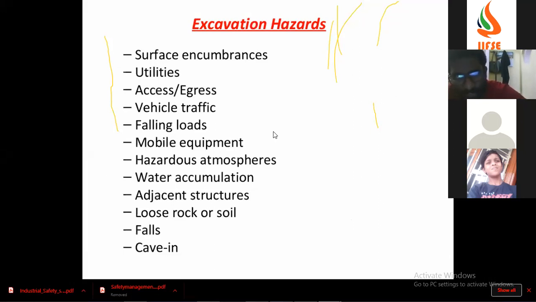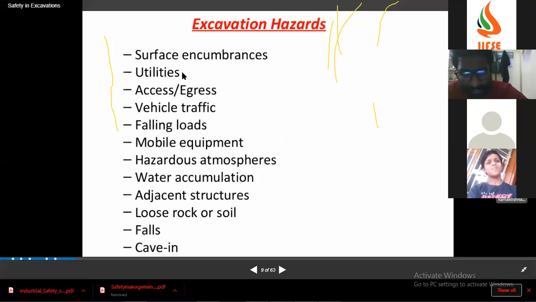Surface encumbrances. Sir, what is encumbrances? Encumbrances means anything which you are trying to dig. If you're trying to remove the soil or remove the pipe, anything where you're removing the upper layer of the surface by any means, that comes under encumbrances. Just removing the top layer of the surface.